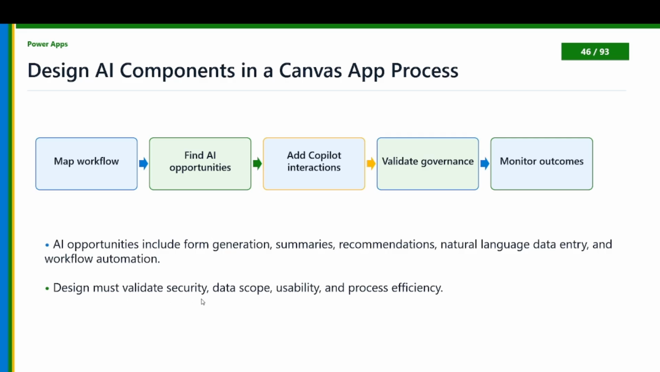So design must validate security, data scope, usability, and process efficiency. Make sure that even in this workflow, as we are designing in Power Platform, you still implement the principle of least privilege, abide by company policy, implement role-based access control, and limit data by scope. Limit the agent to only the data it should access, follow the compliance and the usability of the platform, and make sure you implement process efficiency.